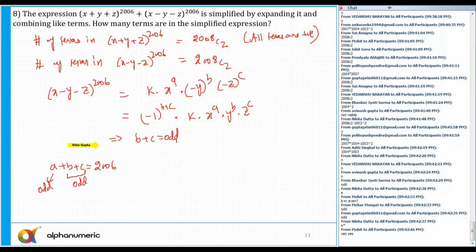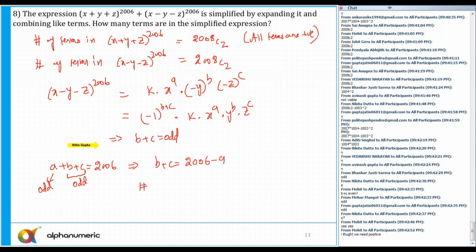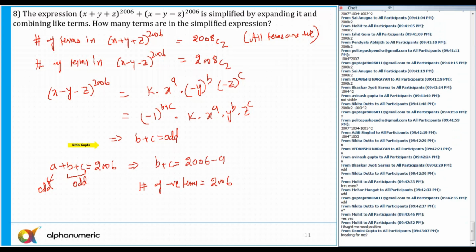So in this case, b plus c is equal to 2006 minus a. What is the number of negative terms? When a is equal to 1, b plus c will be equal to 2005. Then the number of solutions is 2006. When a is equal to 3, b plus c will be 2004 and so on till 2. So these are 1003 even numbers. Am I right?